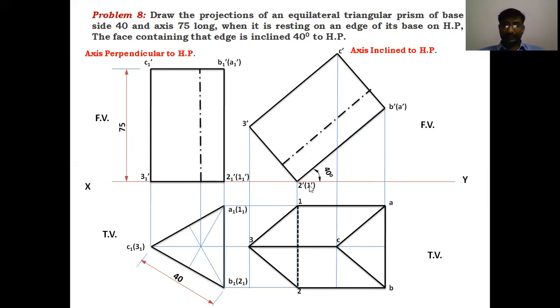Clear, students? This is the problem related to the triangular prism. Prism means 2 bases. Clear, students? In the next class, I will explain the remaining problems, that is the hexagonal and pentagonal prism. Then we will go for pyramids. Okay, I'm closing this class today. Bye. Have a nice day.